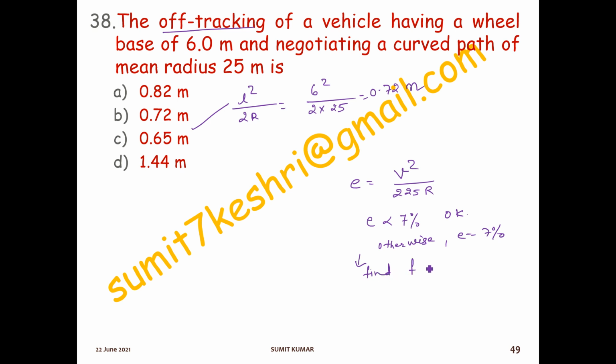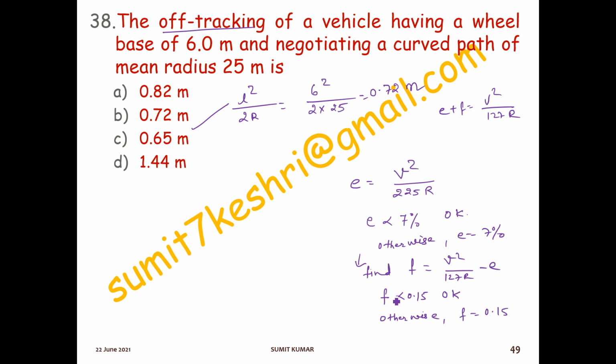Find f by which formula? We know the very basic formula, e plus f equal to V square by 127 R. So f equals V square by 127 R minus e. Now again check the value of f. If the value is smaller than 0.15, then it is okay. Otherwise, select f as 0.15.